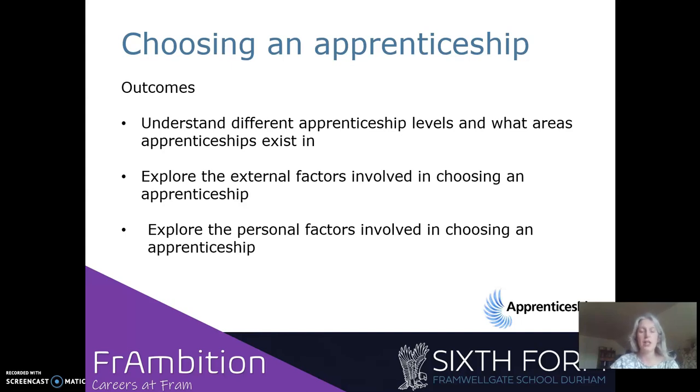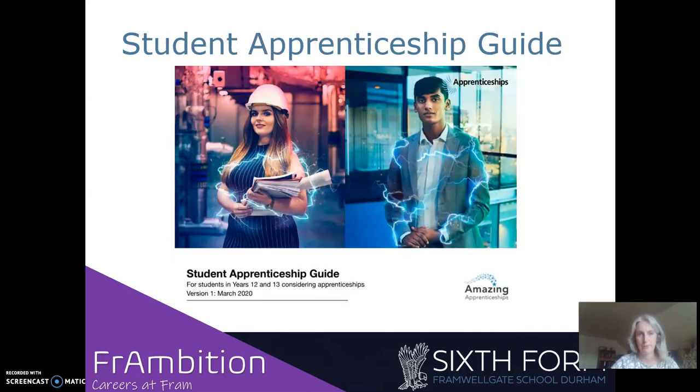This week we're going to have a little look at the different factors involved in choosing an apprenticeship. So we'll go through the apprenticeship levels again and what areas that apprenticeships actually exist in. Then we're going to be looking at the economic factors involved in choosing an apprenticeship, so actually things you can't control but that you need to be aware of, particularly in the current climate. And then we're going to look a little bit at how you can reflect on the personal factors that might affect your choice of apprenticeship, so what you're actually good at, what you're interested in.